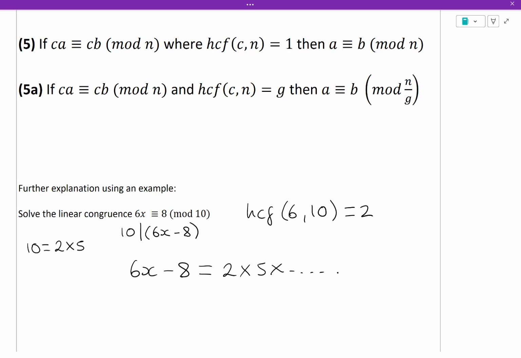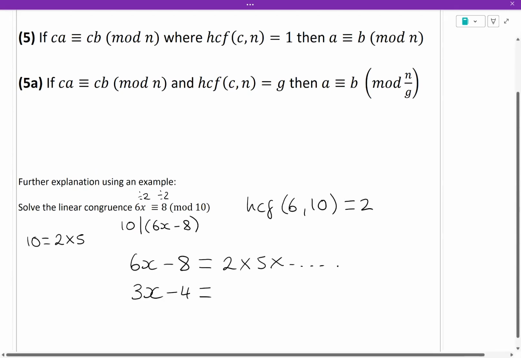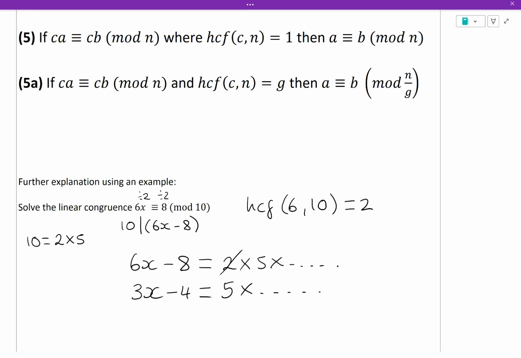Now, when I'm solving the congruence relation, I go through and I divide everything by 2. So essentially, I go to 6x subtract 8, that number, and I divide it by 2. That would give me 3x take 4. And then I must also divide the prime factorization by 2. So that's going to cancel out this 2, and I'm left with 5 times whatever other prime factors are in there.